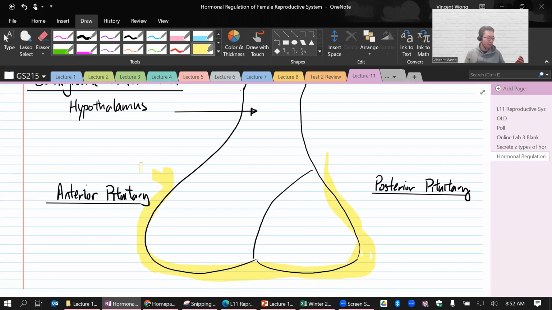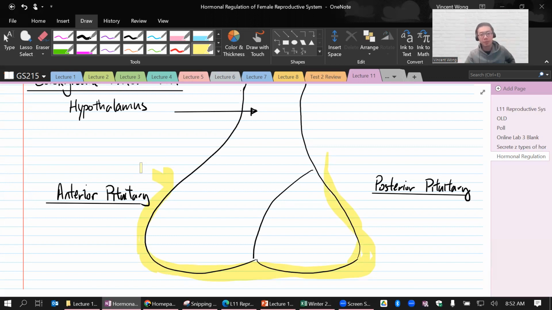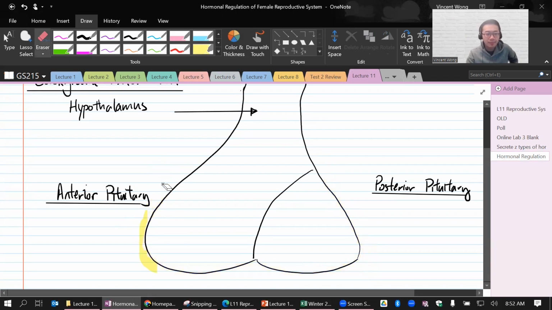It's in the head. I'll give you a hint. Sphenoid bone. That's right, the sphenoid bone. And on top, there is a little groove for the pituitary gland to sit in. Okay, very good.